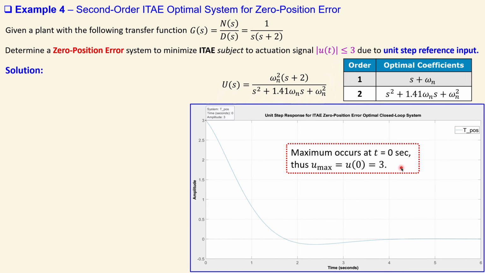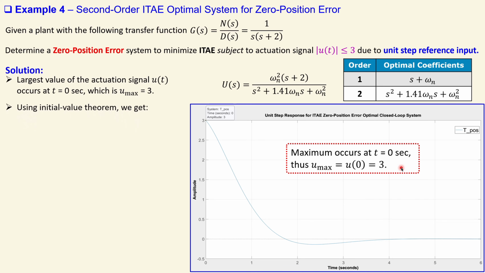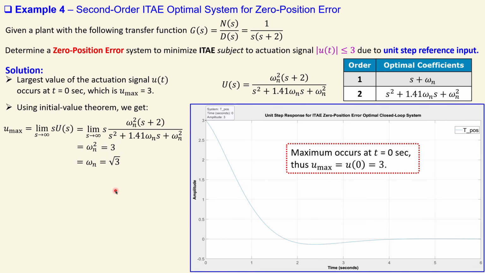Okay, now what is omega n for this case? The larger value is set at t equals 0 seconds, which is 3, and using the initial value theorem, we get the following. We can say u max is equal to the limit of s approaching infinity of s times u. We know u, and if I work this out for this condition, I see that it will be omega n squared. Now, that is 3, because we know that is 3 according to our plot. That means omega n itself is the square root of 3.